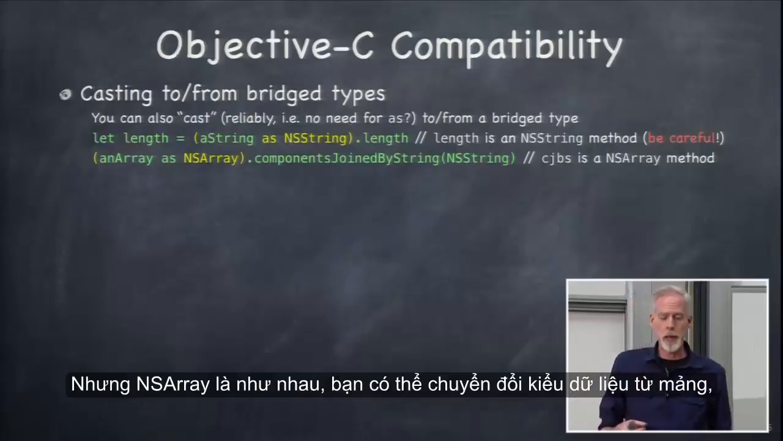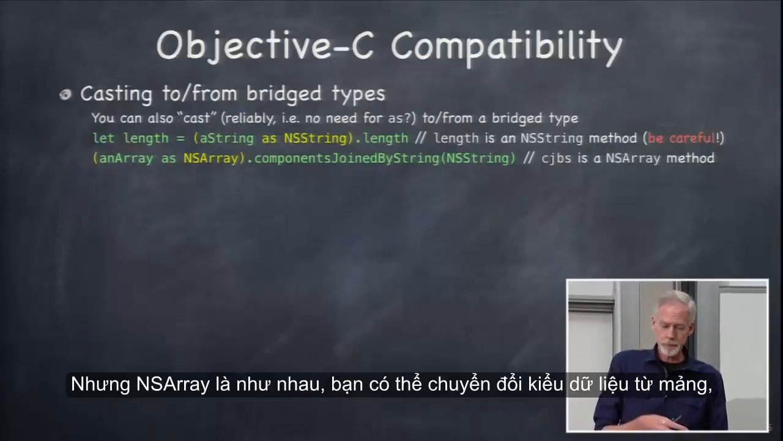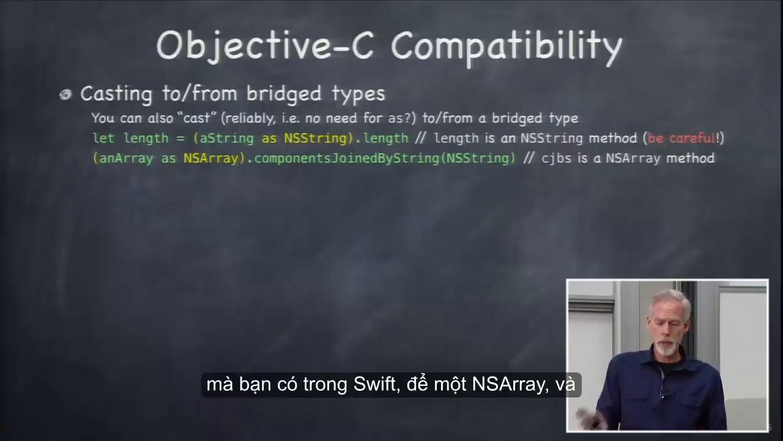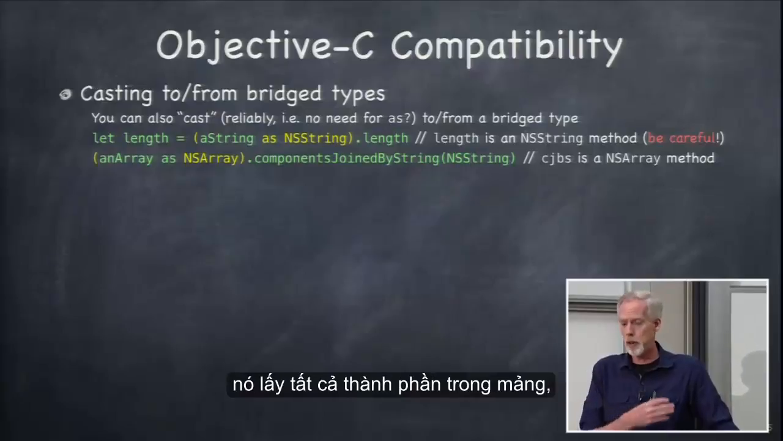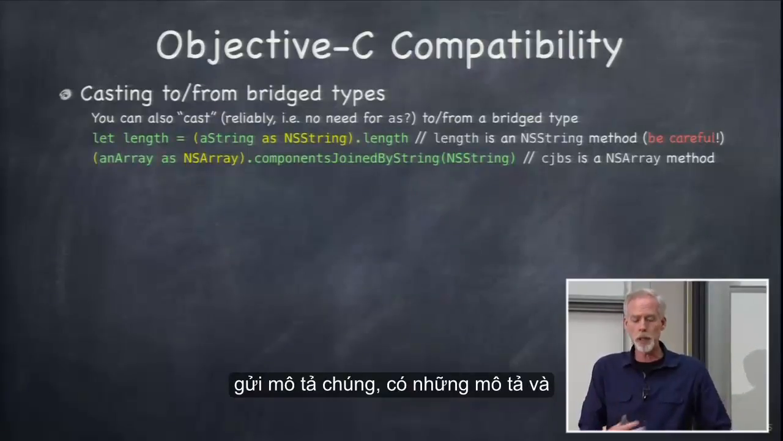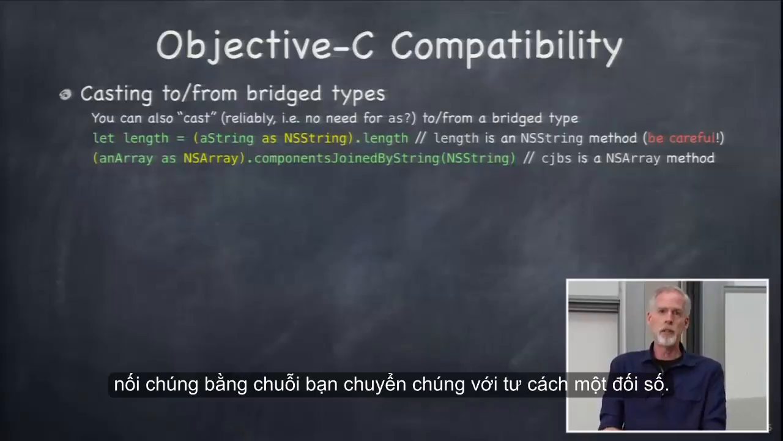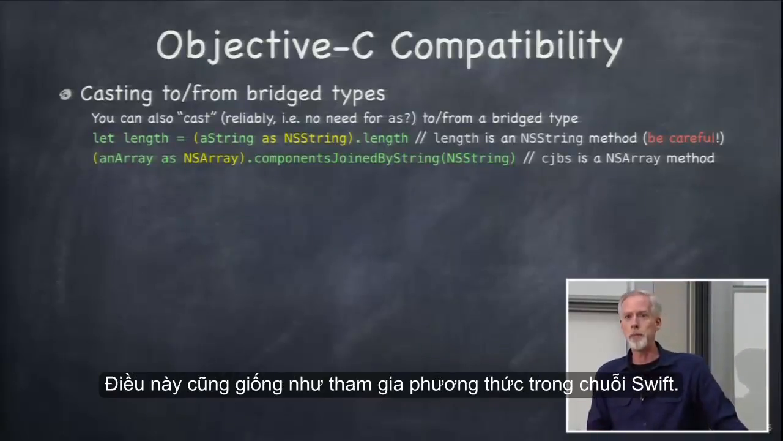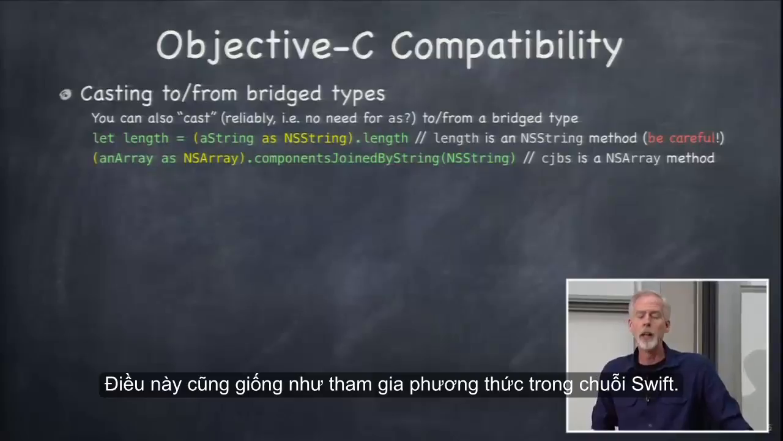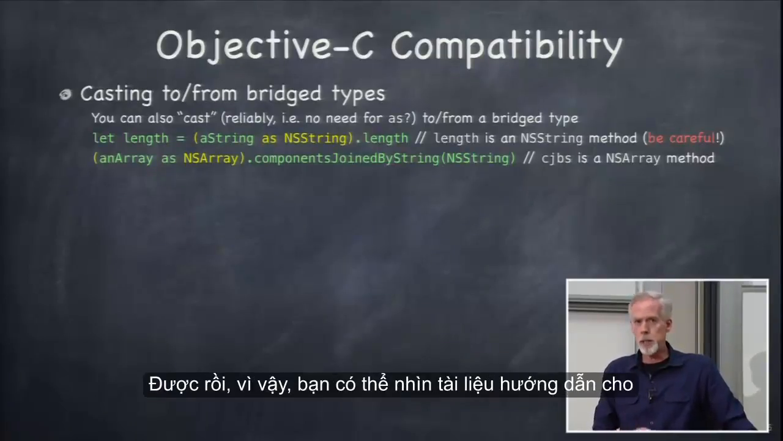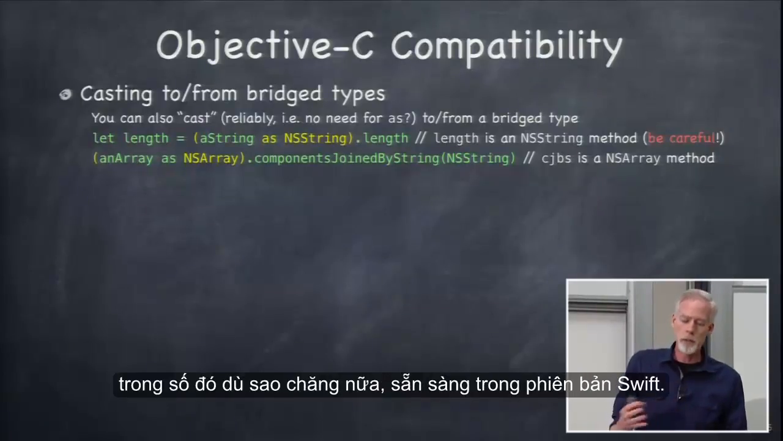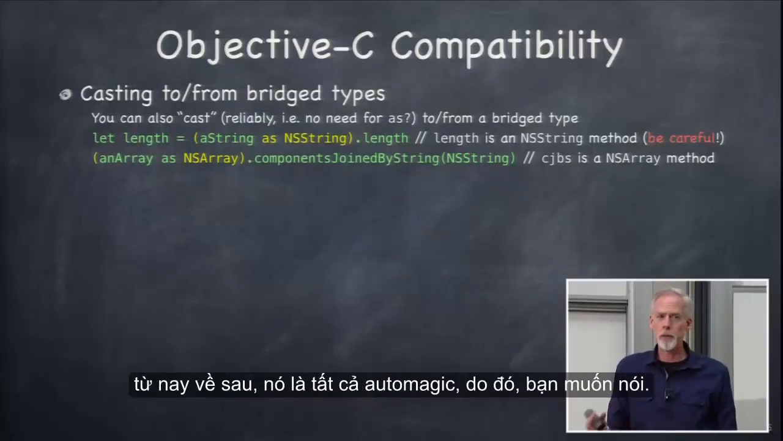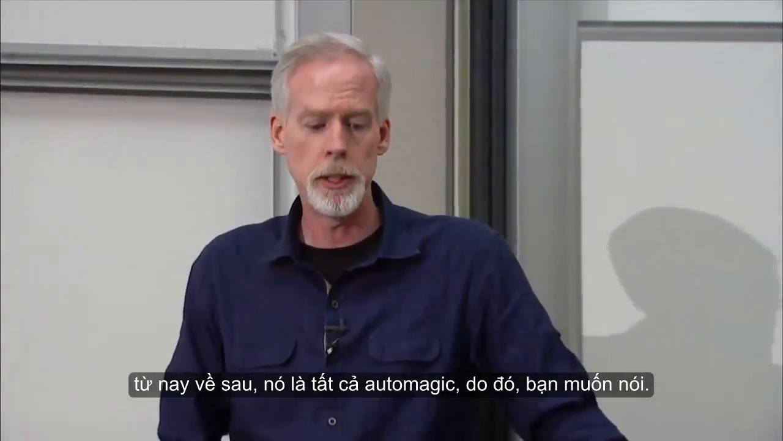But NSArray is the same thing. You can cast from an array that you have in Swift to an NSArray, and then you can call methods in NSArray, like componentsJoinedByString, which is kind of cool. It takes all the components in the array, sends them description, takes those descriptions and joins them by the string you pass as an argument. This is the same as the join method in Swift's String. Okay, so you can look at the documentation for String and NSArray, but pretty much all the things you can do there, or most of them anyway, are available in the Swift versions. But again, if you're passing them back and forth, it's all automagic, so we would say.